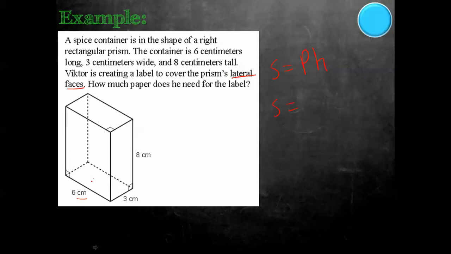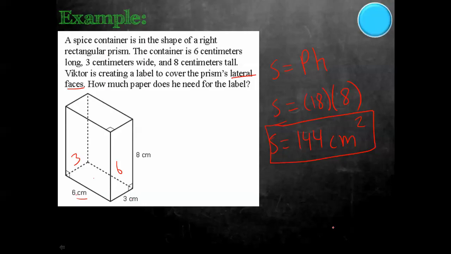So again, our base here is this bottom rectangle. 6 plus 3 plus 6 plus 3 is 18. And then we're going to multiply that times the height. So we're going to take 18 times 8, which is 144. So we have 144 centimeters squared. So that's how much paper he needs. He needs 144 centimeters squared of paper.